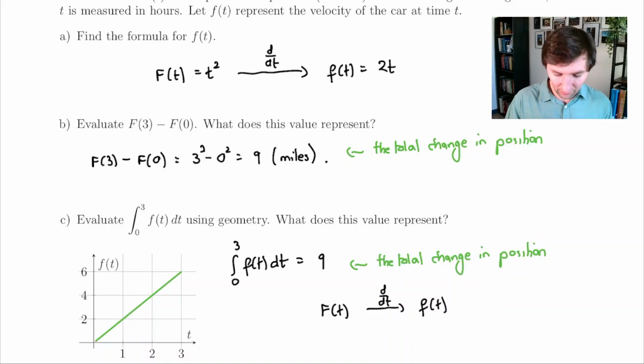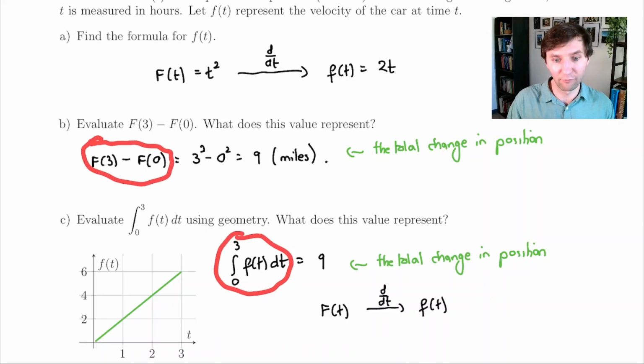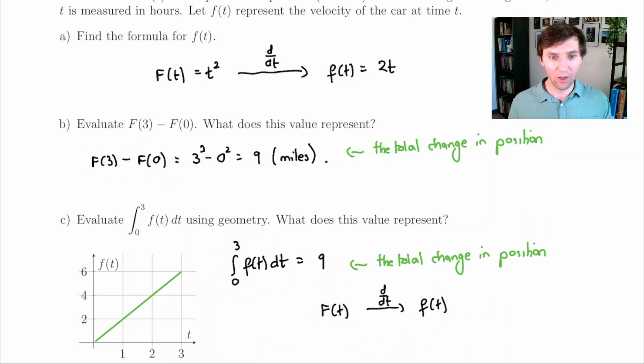Mathematicians realized that this equality holds not only for the position function and velocity function, but any two functions whenever this function is the derivative of this function. This is exactly the statement of the Fundamental Theorem of Calculus, Part 1.